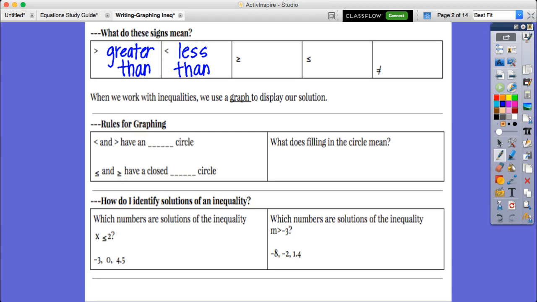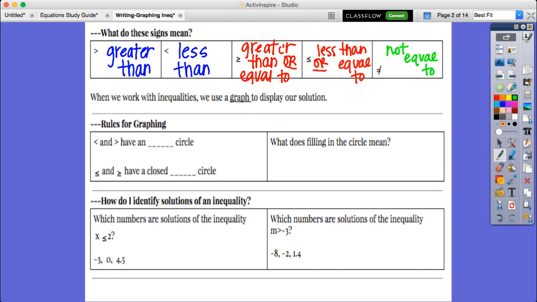Now, this sign is exactly the same as this sign, except for the line under it. That means greater than or equal to. All right, now the other sign is very similar to the less than sign, but it means less than or equal to. Now, we have this sign that looks like an equal sign, but it has a line drawn through it. That just means exactly what it looks like, not equal to.